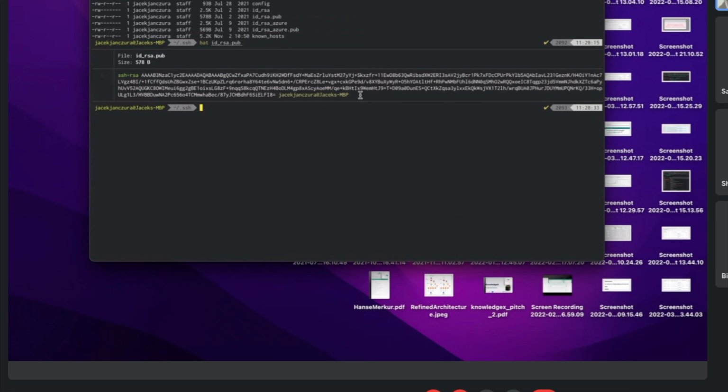This key can be shared, for example, with my GitHub account. So I share this key with GitHub, and whatever I do on my machine, I send the changes to GitHub. I use my private key to encrypt the changes, and GitHub can use my public key to verify them.